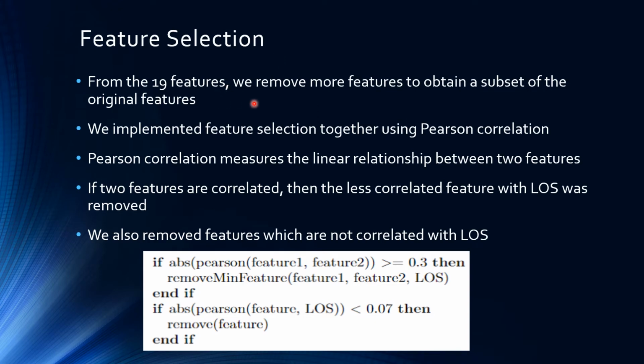Feature selection. From the 19 features, we removed more features to obtain a subset of the original features. We implemented feature selection using Pearson correlation. Pearson correlation measures the linear relationship between two features. If two features are correlated, then we remove the less correlated feature with LOS. We also removed features which are not correlated with LOS. And we chose a 0.3 threshold for similar features and a 0.07 threshold for a feature which was not similar or not correlated at all with LOS. These thresholds were chosen based on the tuning of the validation dataset.